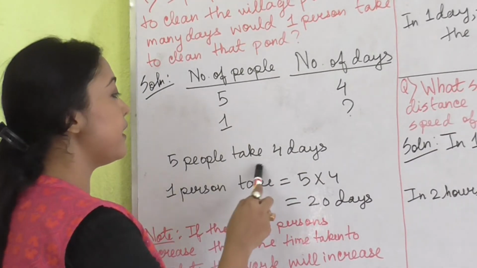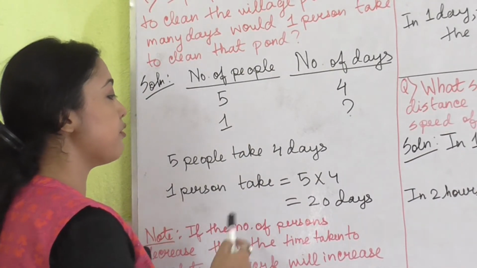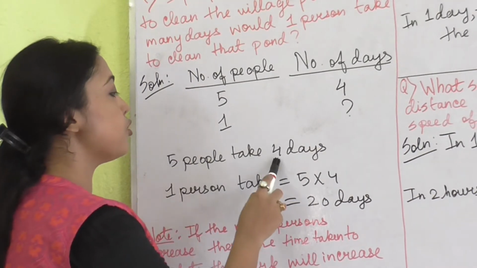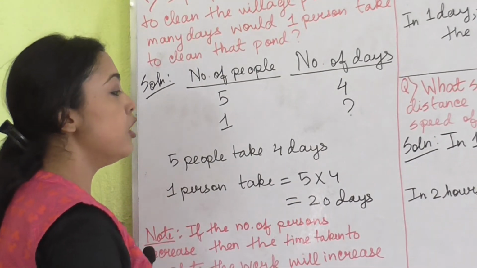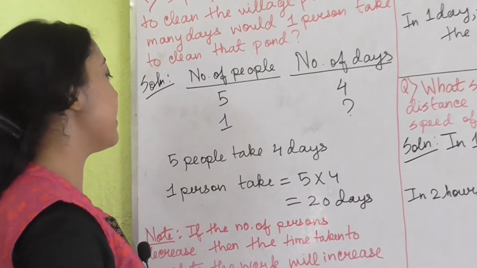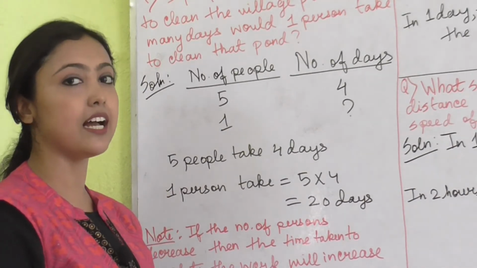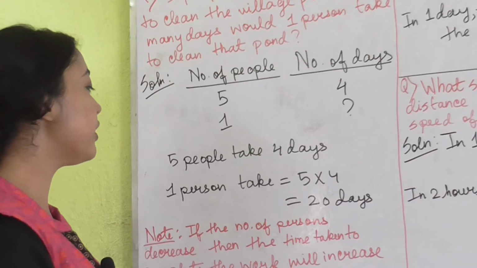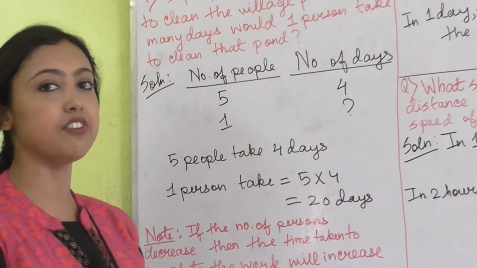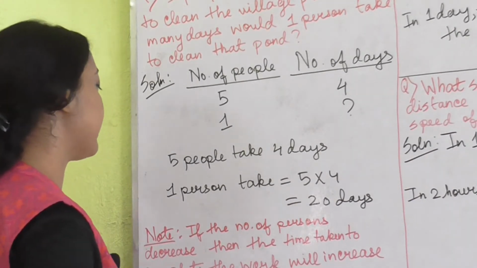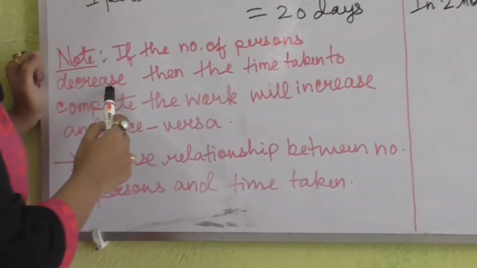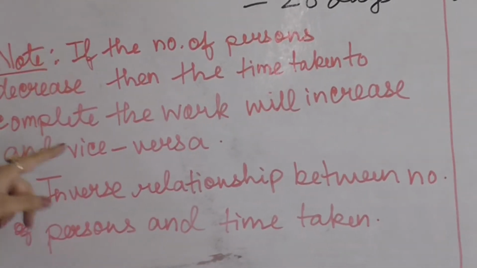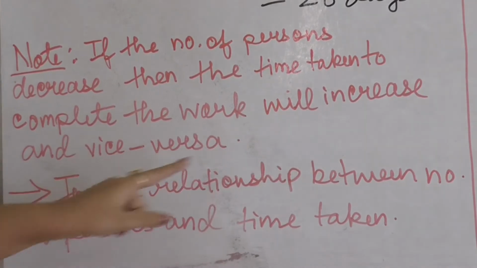So if 5 people can take 4 days, how many days will one person take? This is 5 into 4, that is 20 days. 20 days will be required by one person in order to clean the village pond. So this is known as the problem of inverse relation. Here one note is given that if the number of persons decreases, then the time taken to complete the work will increase, and vice versa.